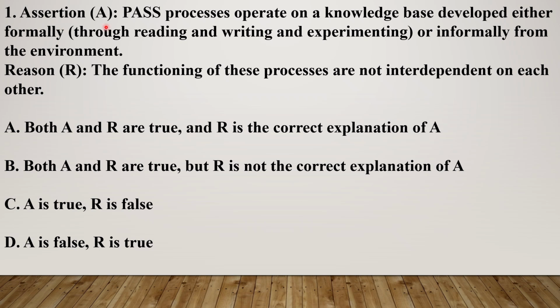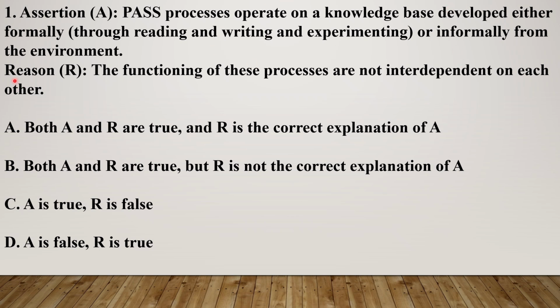Assertion is PASS processes operate on a knowledge base developed either formally through reading, writing, experimenting, or informally from the environment. This particular statement is true. PASS stands for planning, attention, arousal, simultaneous successive processing. Now, in the PASS model, we are developing the knowledge either formally, that is directly, or indirectly, that is from the environment through observation. Now, this statement is correct.